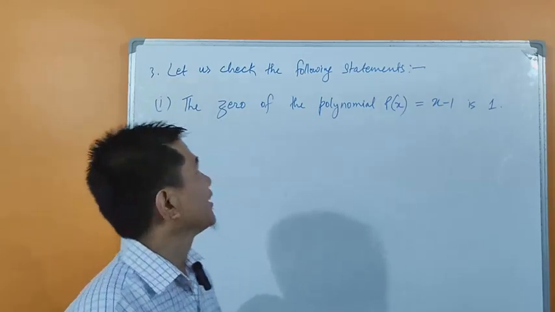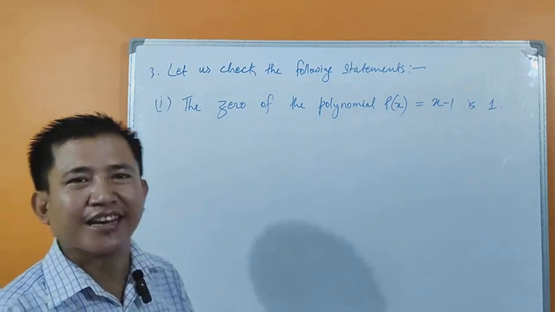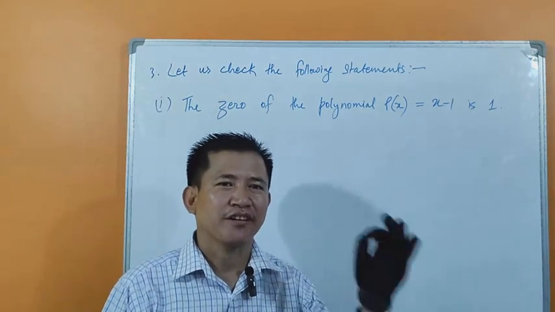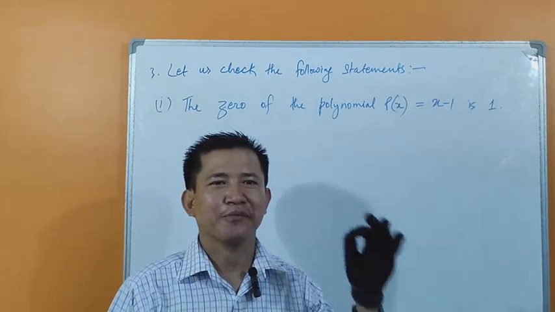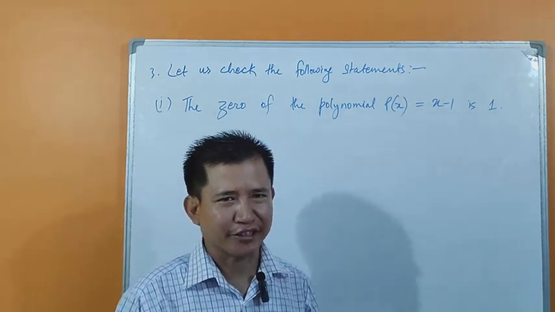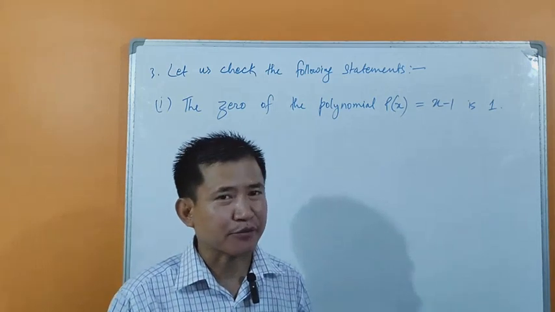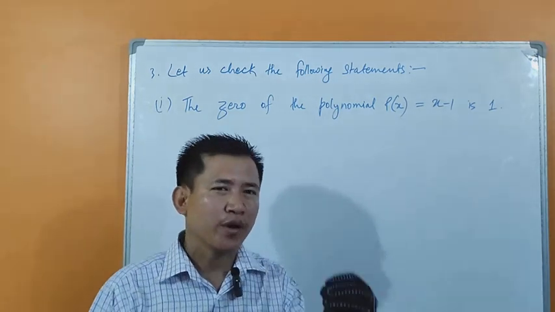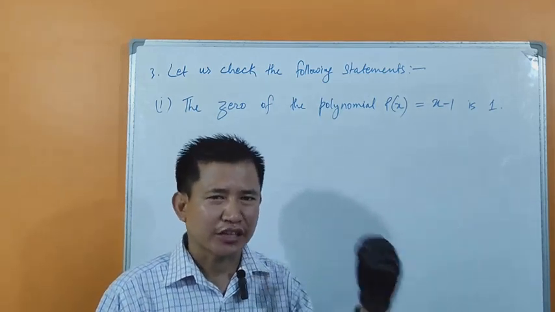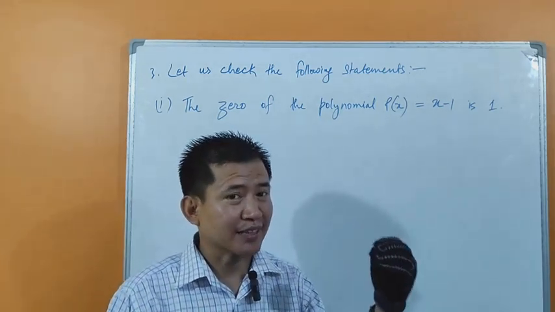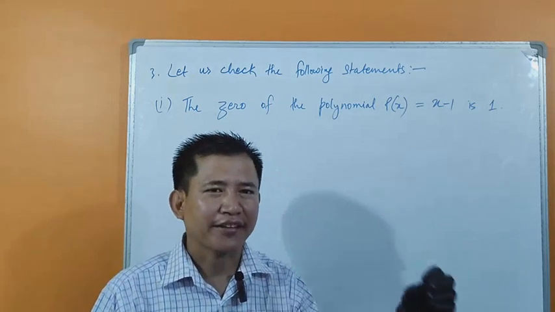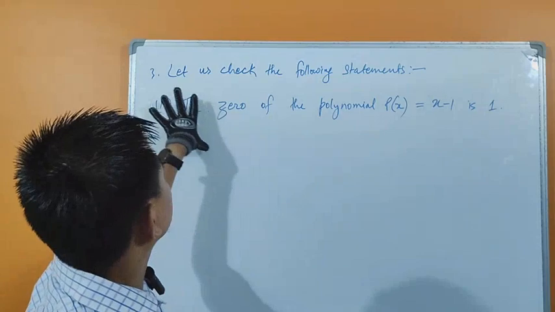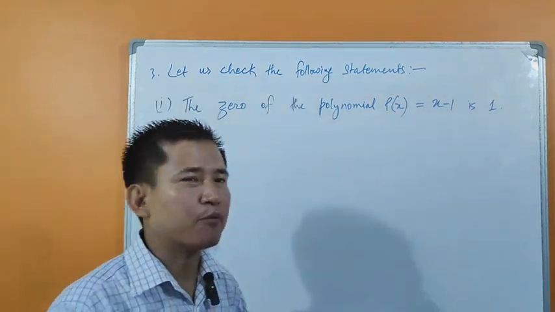Okay students, let's go for question number 3 of exercise 7.2. We are doing the sums of polynomials from West Bengal Board of Secondary Education. We have already completed the concept of polynomials and exercise 7.1. Please find the link below in the description and watch the video. Okay, now let us do question number 3 from exercise 7.2.